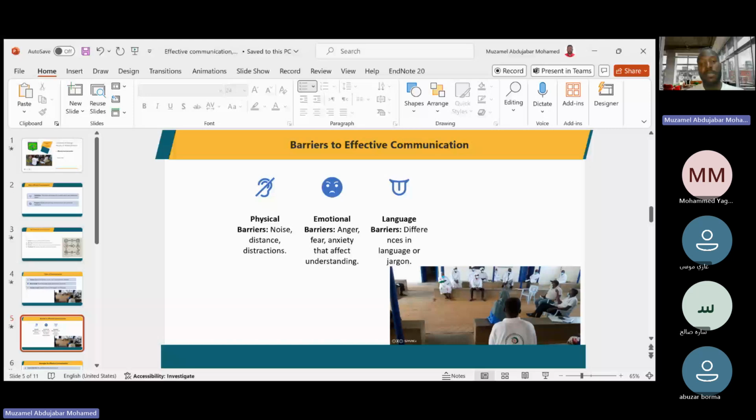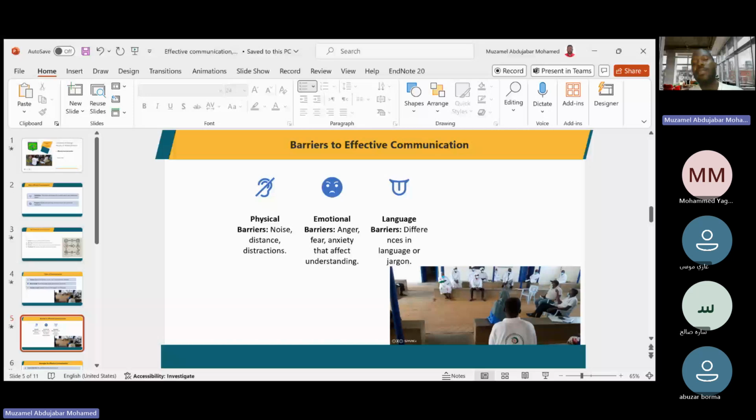Fear is very important for someone to understand you. Also, anxiety affects the message. It's very important when you speak with someone, or with a community or with people, to avoid this point and let the emotional situation be good. During anger, it is not a suitable time.